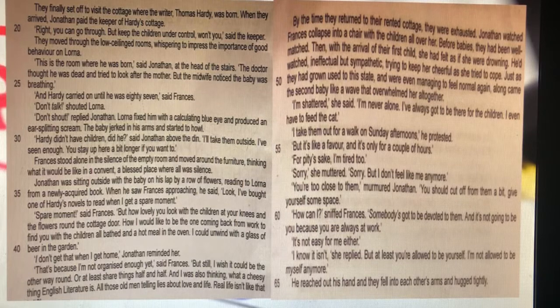"I'm shattered," she said. "I'm never alone. Always get to be there for the children. I even have to feed the cat." "I take them out for a walk on Sunday afternoons," he protested. "But it's like a favour, and it's only for a couple of hours. For pity's sake, I'm tired too." "Sorry," she muttered. "Sorry, but I don't feel like me anymore." "You're too close to them," murmured Jonathan. "You should cut off from them a bit. Give yourself some space." "How can I?" sniffed Francis. "Someone's got to be devoted to them, and it's not going to be you because you're always at work." "It's not easy for me either." "I know it isn't," she replied, "but at least you're allowed to be yourself. I'm not allowed to be myself anymore." He reached out his hand and they fell into each other's arms and hugged tightly.